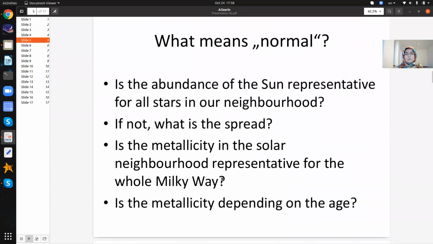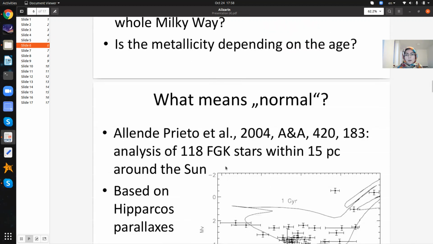So what does normal mean? Is the abundance of the sun representative for all stars in our neighborhood? If not, what is the spread? Is the metallicity in the solar neighborhood representative for the whole Milky Way? Is the metallicity dependent on the age? Now we want to answer these questions.